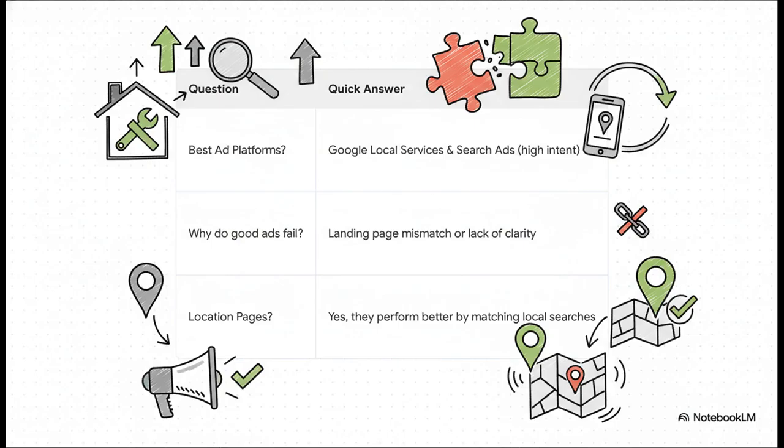All right, let's do a quick FAQ round because I know you've got questions. Best ad platforms. For contractors, it's got to be Google Local Services and regular search ads. Why? Because that's where people go when they need something now. Why do good ads fail? 9 times out of 10, it's a landing page mismatch. The ad promises one thing, the page delivers another. And what about location pages for different towns? Yes, 1,000 times yes. They match local searches perfectly and convert way better.